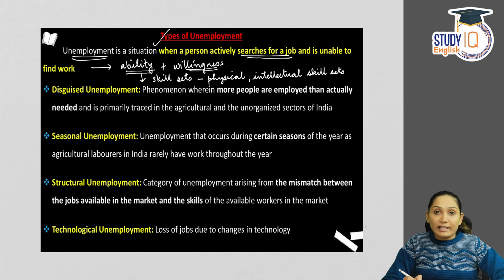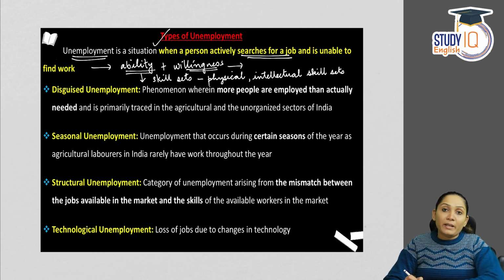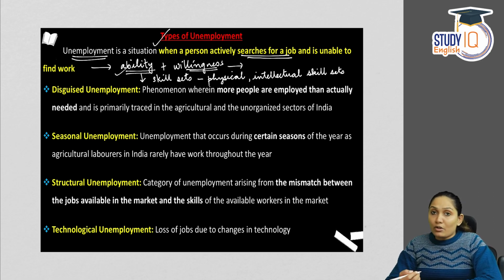Now, second one is willingness. The person should be able to work. Also, the person should be willing to work. Suppose a person who has the skill set but he is not willing to work, that cannot be considered as unemployment. So, unemployment is a situation where a person who is able and willing to work does not find a job. This situation is called as unemployment.